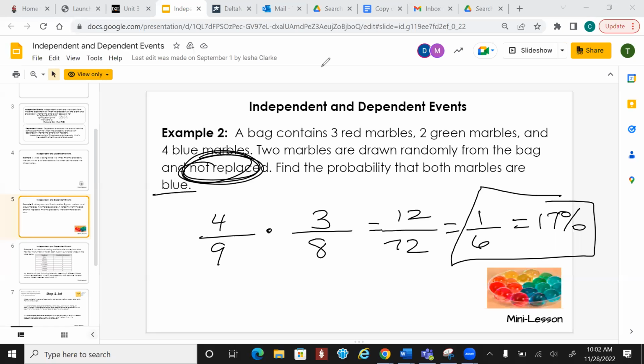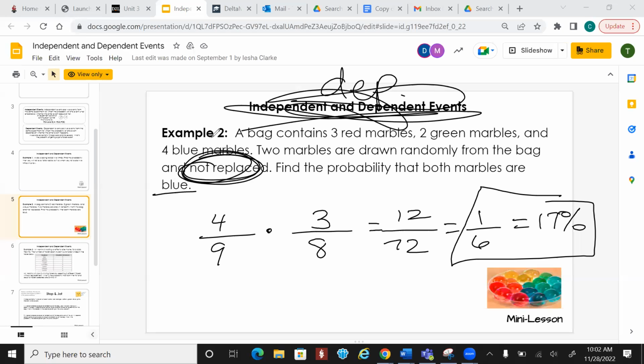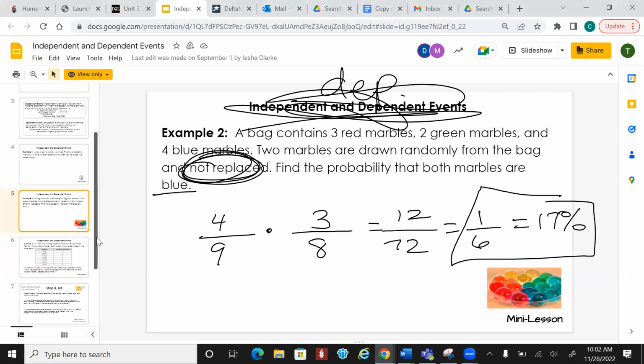Take 1 out, we got another one. Okay. Now these are dependent events, because one impacts the next one. Because there's a lesser chance you'll get blue. Right.